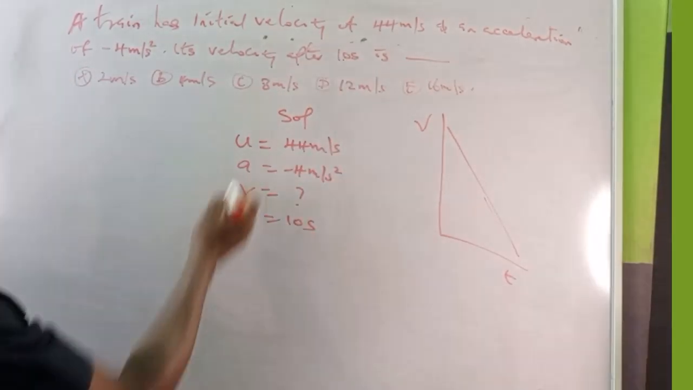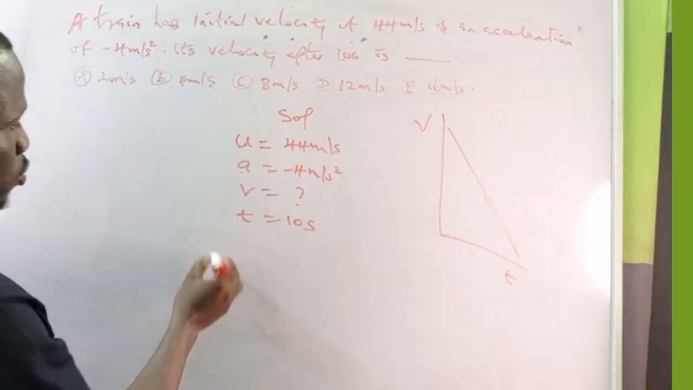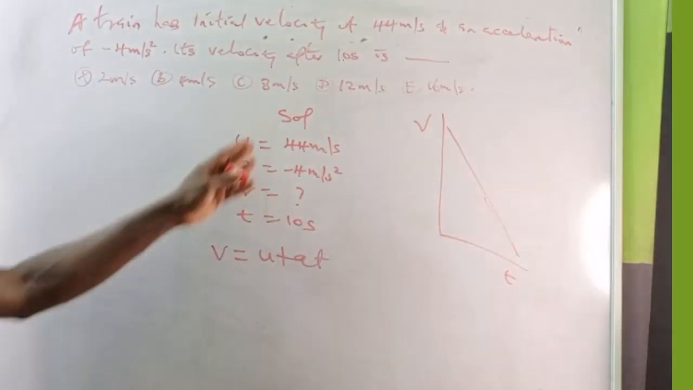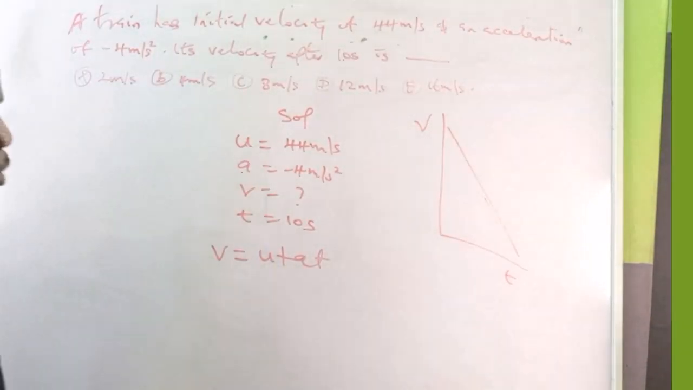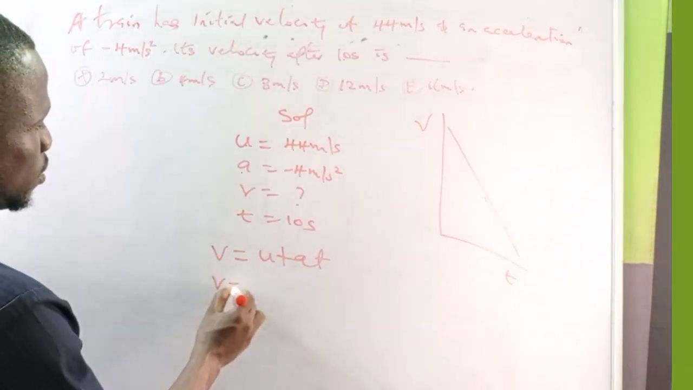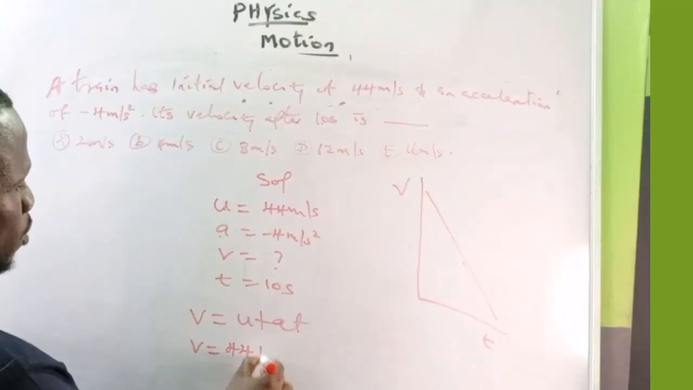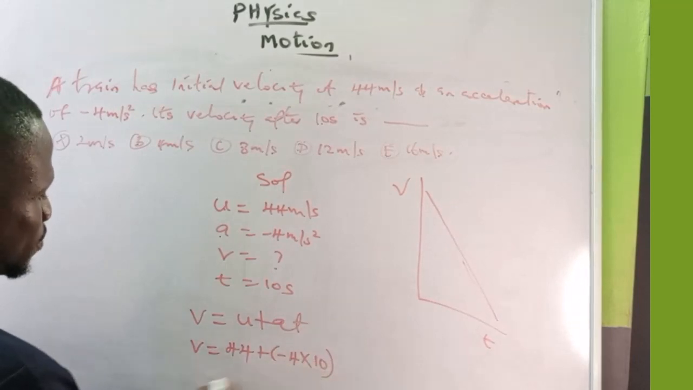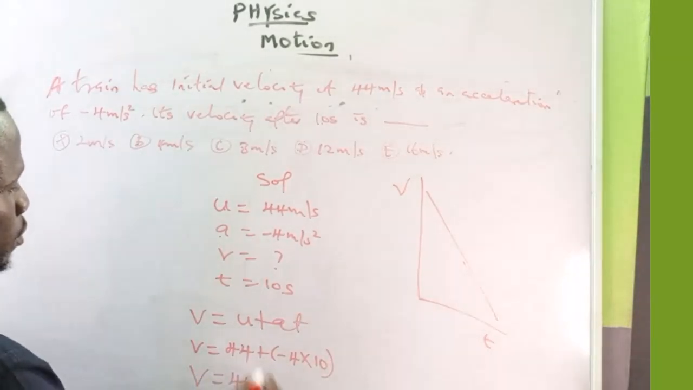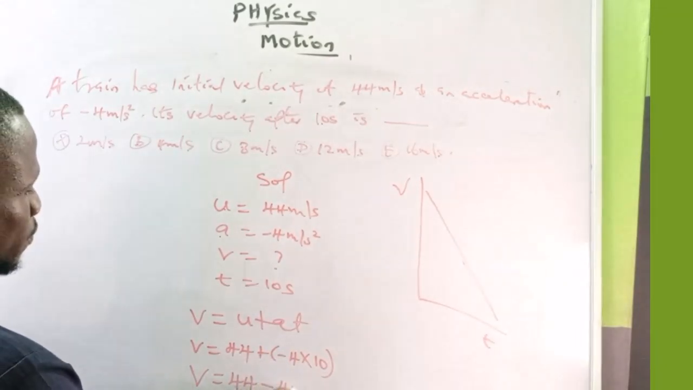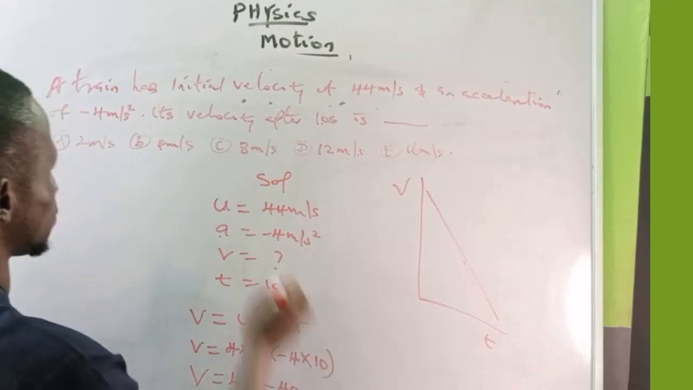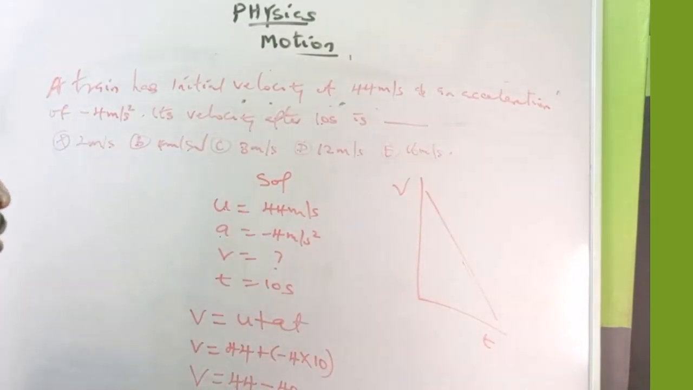We still use the same formula. We have v, u, a, and t. So we use v equals u plus at. This formula will work because all the given parameters are in the formula. So we are looking for v. What is the initial velocity? 44 plus, what is the acceleration? Minus 4 times, what is the time? 10. So velocity is 44 plus, times minus is minus 40, equals 4 meters per second. So the answer is 4 meters per second.